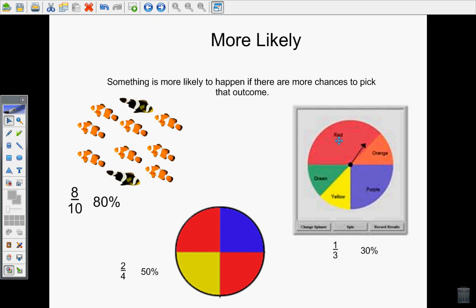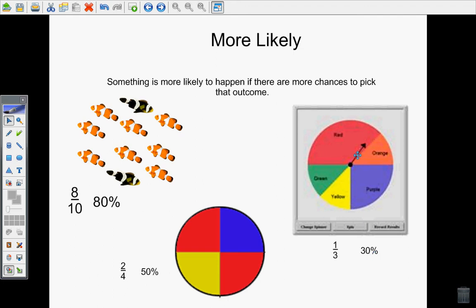On this spinner, I am also more likely to get red because I can see that red has the biggest amount of the spinner colored in. If I were to take it and divide it into equal sections that are the same as the red, I could see that there's 3 sections that size. 1 out of those 3 sections would be red, so I have a 1/3 chance of getting red. If I divide 1 over 3, it would be 0.33333, which is about 30%.